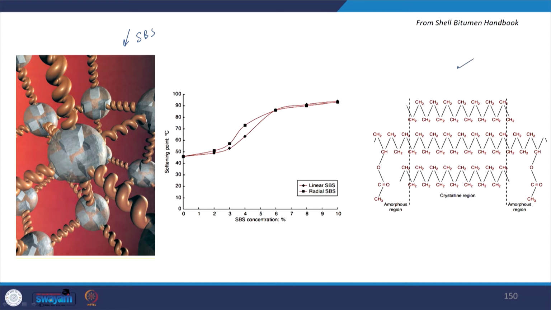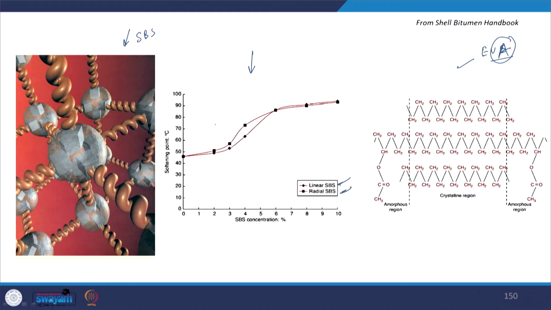This is again a structure of EVA, ethylene vinyl acetate, where we have the crystalline region, which is the ethylene segments, and then we have vinyl acetate segments, which are the amorphous region or the region having more rubbery behavior. And if the vinyl acetate content is less in EVA, then EVA almost behaves like a polyethylene.